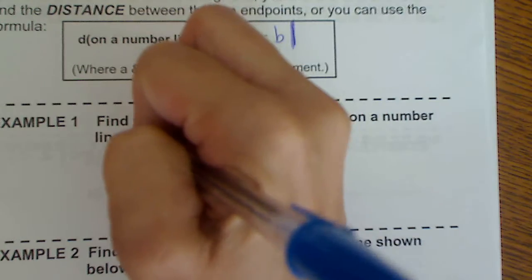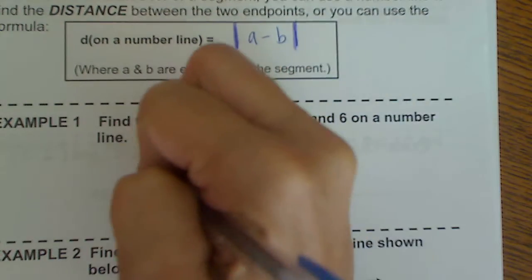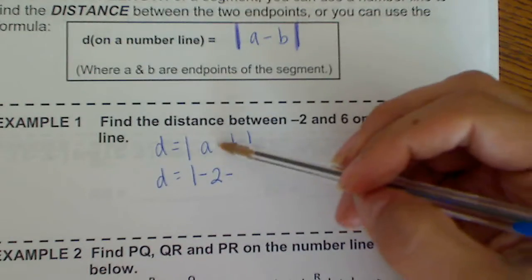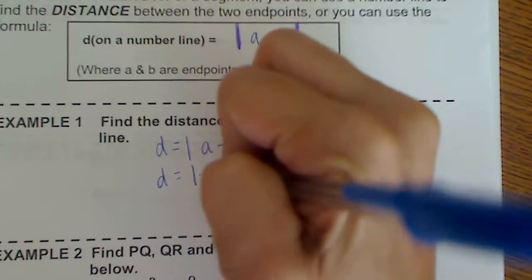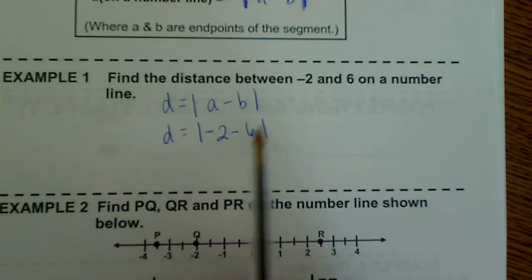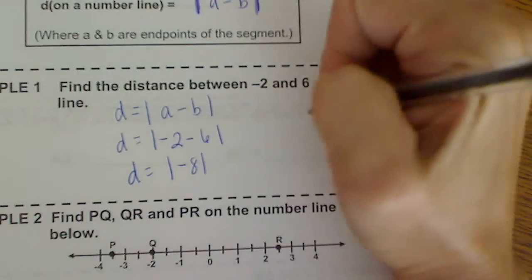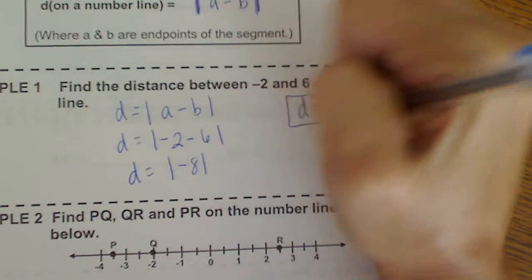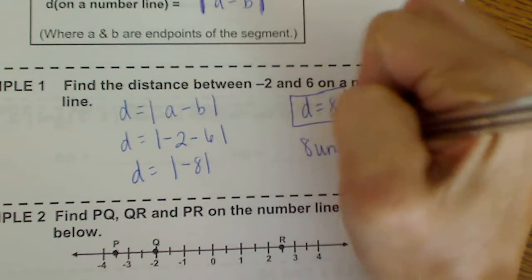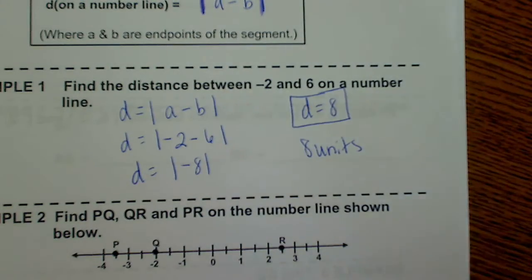So to use the formula, the distance for a number line, the absolute value of A minus B, we're going to substitute in the -2 minus, because that's part of my equation, and then I have a 6. So then you've got -2 minus 6, you get -8. And the absolute value of -8 is +8, because every time it comes out of the absolute value, it's positive. So we went 8 units from -2 to +6. It was 8 units. That's the distance.